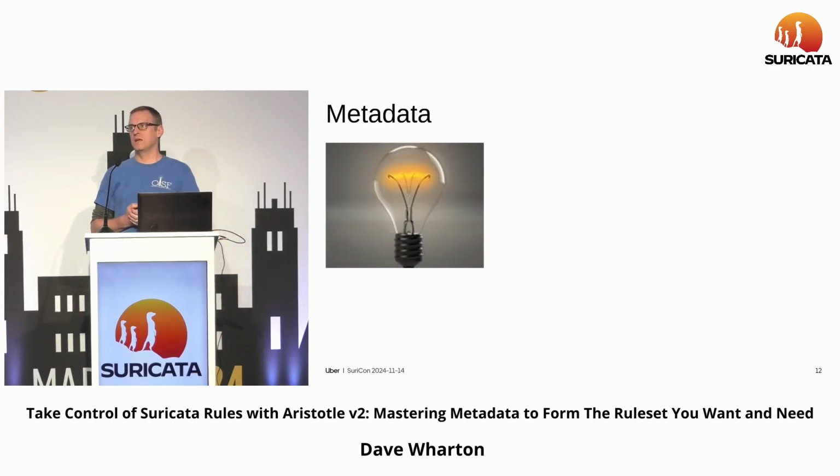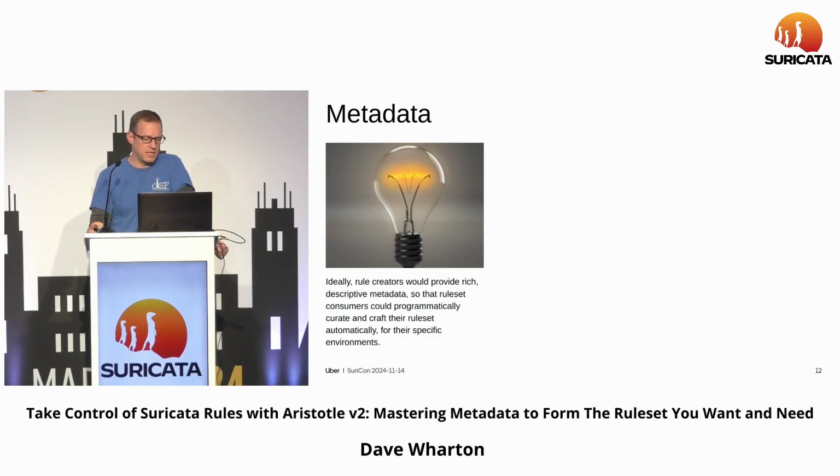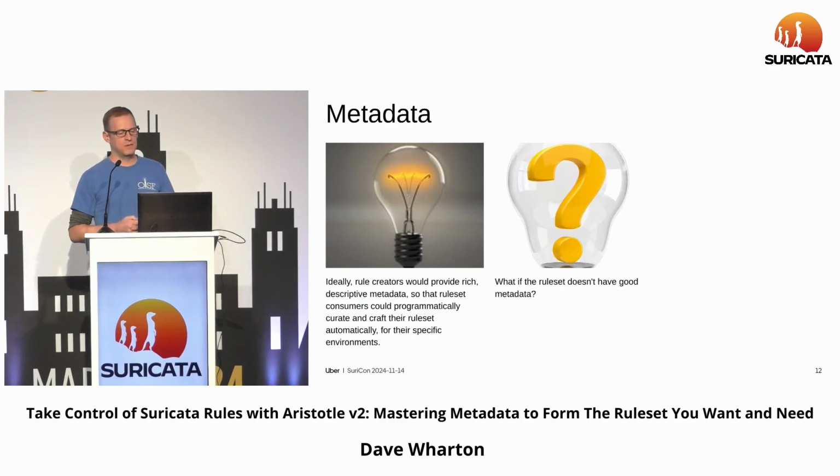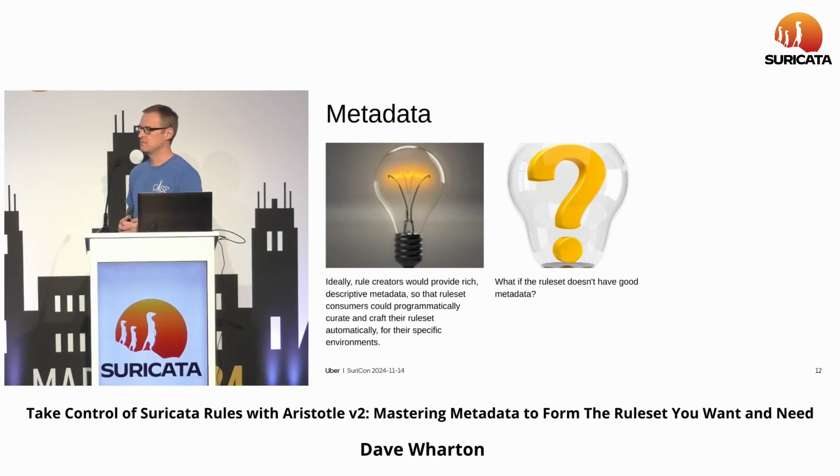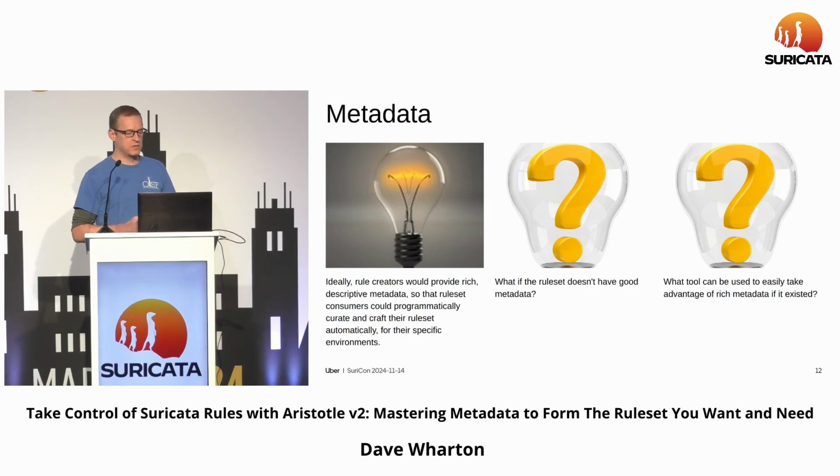So back to metadata. Ideally, a rule should contain rich metadata. It should contain good metadata that describes what the rule is, what it's looking for, what it's about, what it applies to, and it should provide enough information so that the end user or the end user's program or script can consume the information, understand what it's about, and make decisions about whether to include this rule in my rule set or not. So that's in the perfect world, where we have perfect metadata. But what if the rule set doesn't have good metadata? We'll get to that. And what tool could be used to take advantage of rich metadata if it existed?